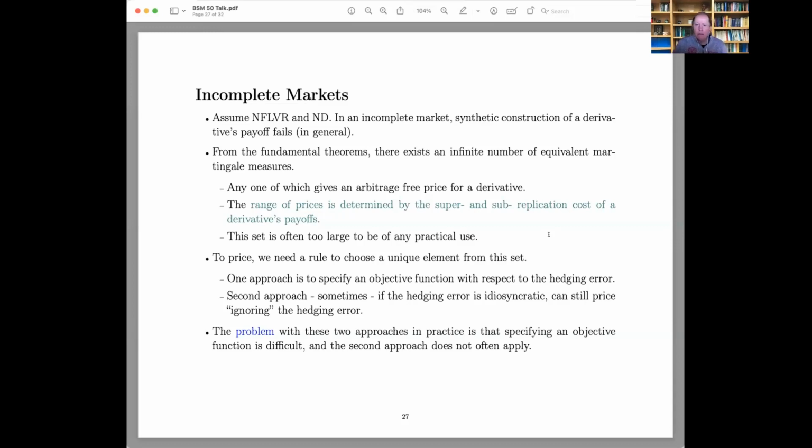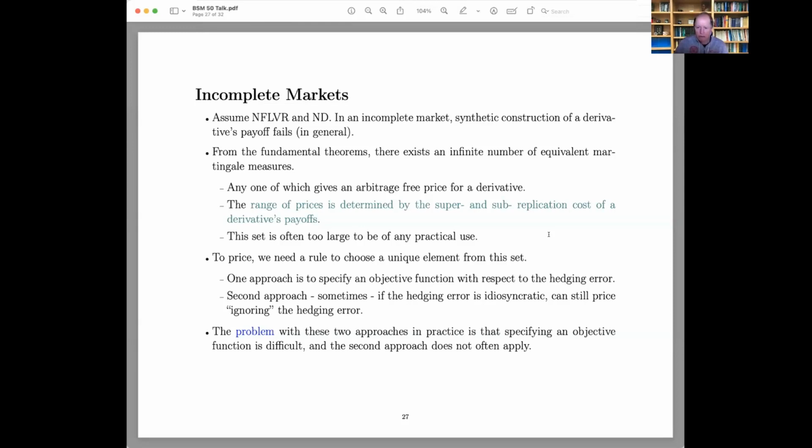And what is the range of prices available? Well, this introduces the notion of super and sub-replication. And that'll determine the range of equivalent martingale measures. And the one that gives the largest price is the cost of super replicating. The one that gives the minimum price is the cost of sub-replication. And here, just to point out, it's the key insight, replication, which enables us to get a handle on this range of acceptable risk-neutral valuation prices. However, that's an infinite set, and the range is often too large to be of any practical use.